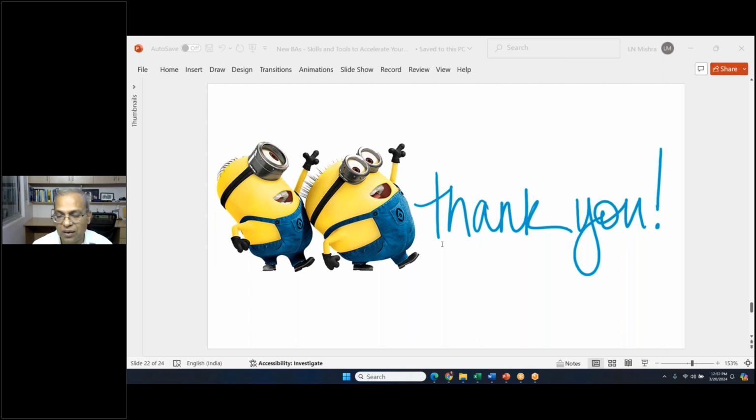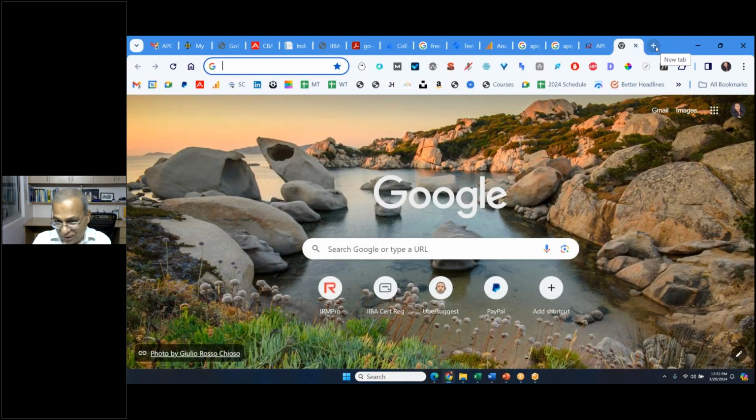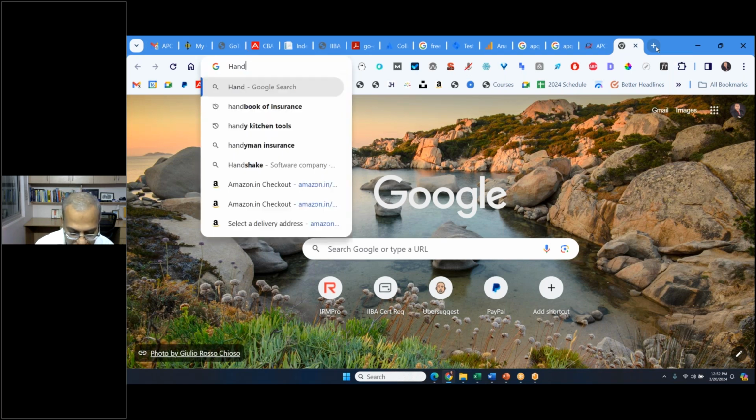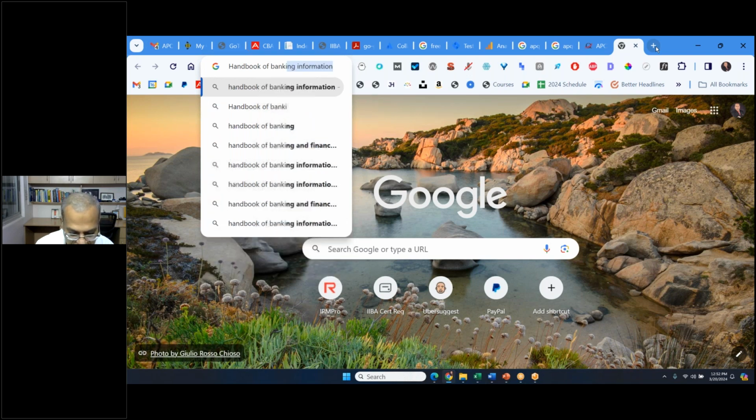The other thing that I would always suggest is to look for handbooks on the domain. So say, for example, if you're very keen to learn about insurance, I'm just giving an example, or it could be banking or anything. So just look for this document, Handbook of Banking.